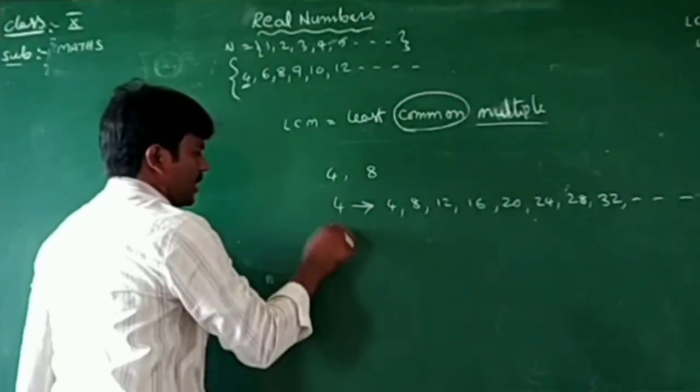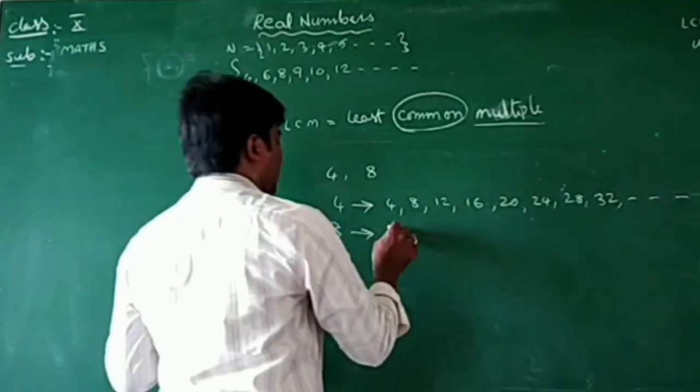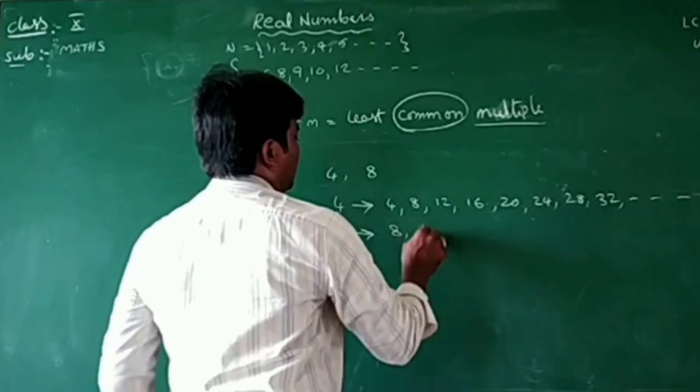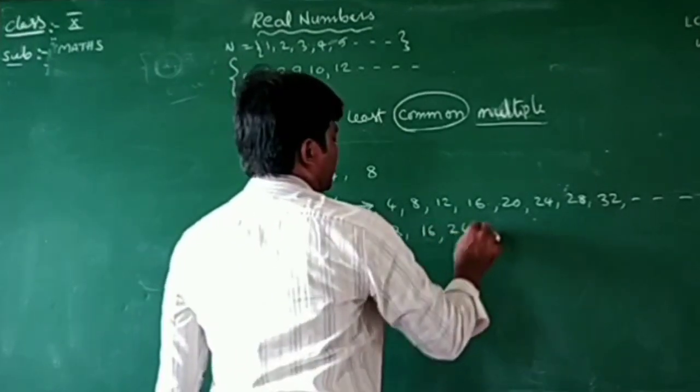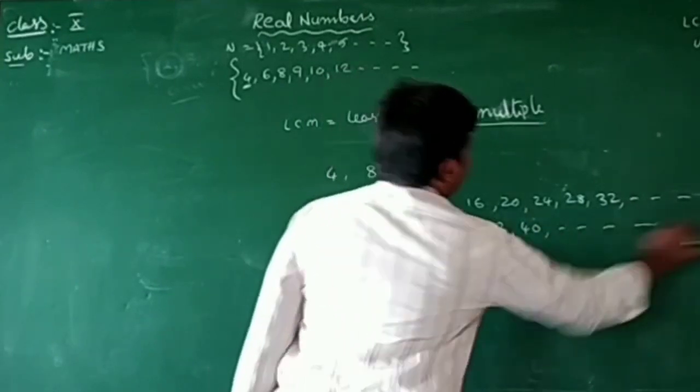Now what are the multiples of 8? The multiples of 8 are 8 ones are 8, 8 twos are 16, 8 threes are 24, 8 fours are 32, 8 fives are 40 and so on.